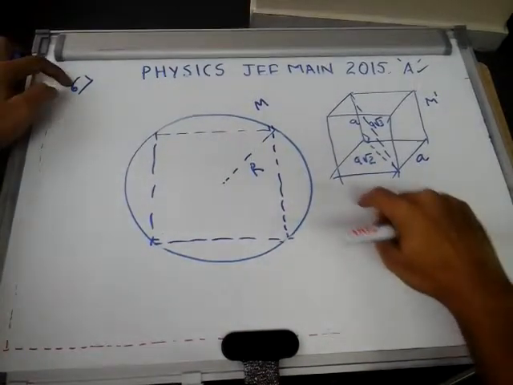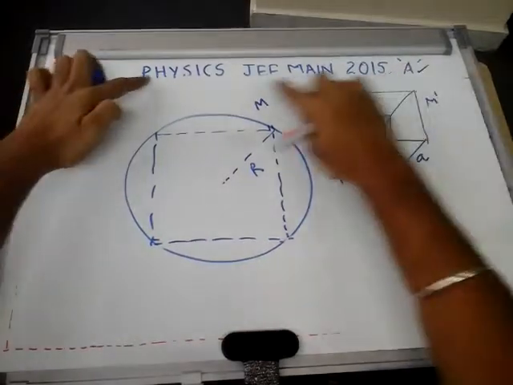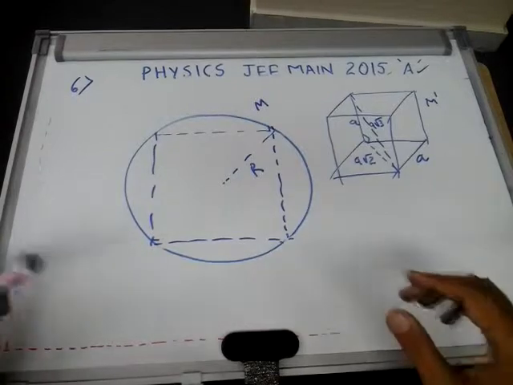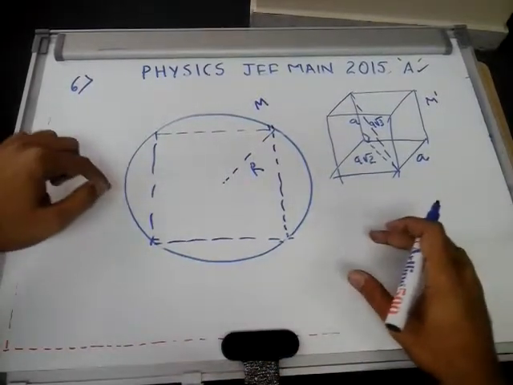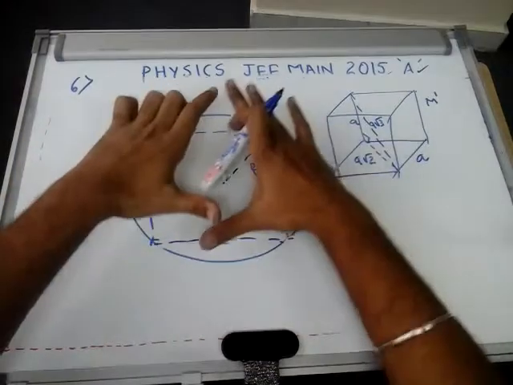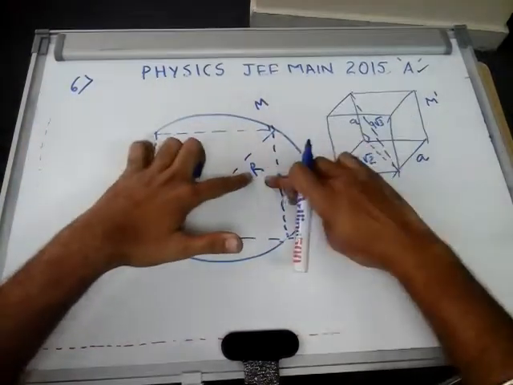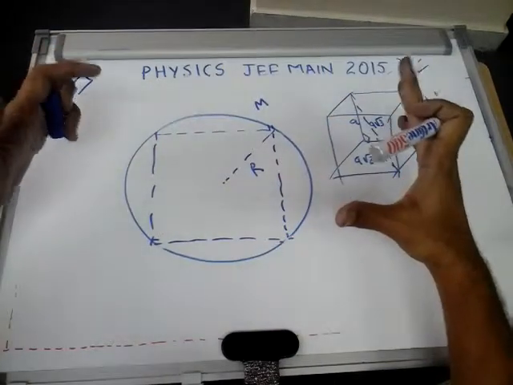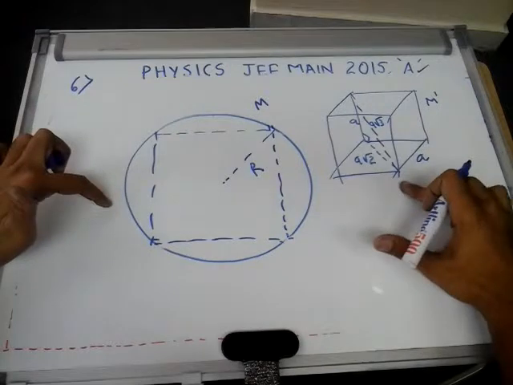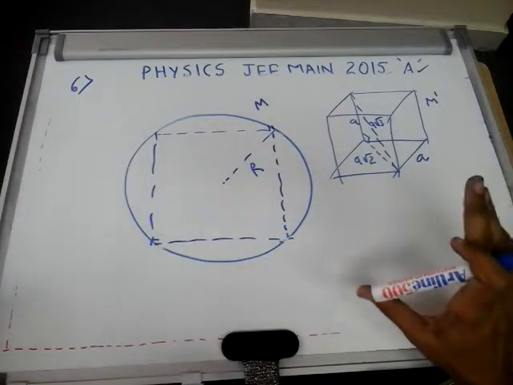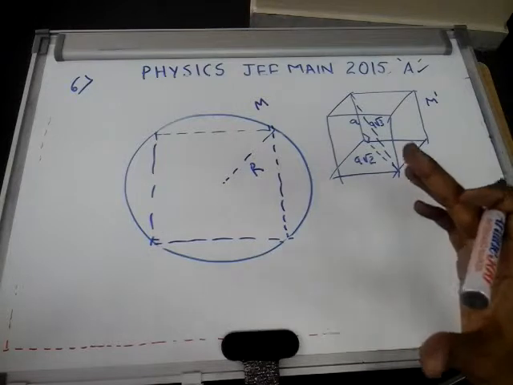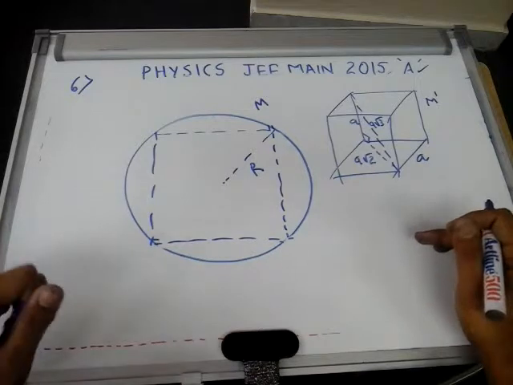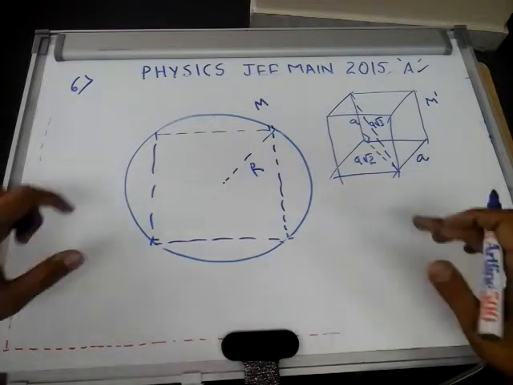Hello friends, this is the sixth question of JEE Main 2015 physics paper code A. In the question, from a solid sphere of mass m and radius r, a cube of maximum possible volume is cut. We have to find the moment of inertia of that cube about an axis passing through its center and perpendicular to one of its faces.